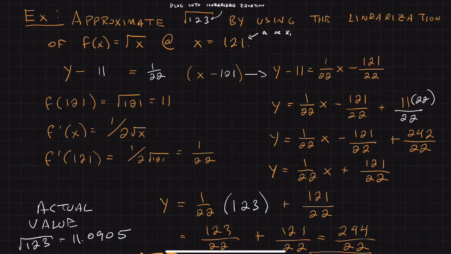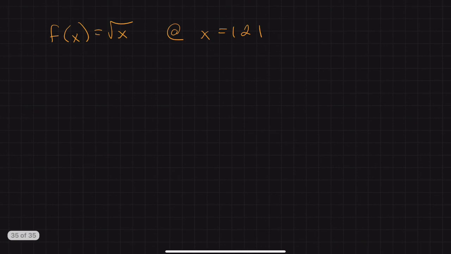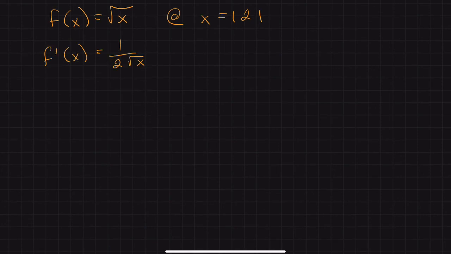Let's consider the example that we used before, where we approximated the square root of 123 by using the linearization of f of x equals the square root of x at x equals 121. We determined that this was an overestimate by comparing the actual value to the estimated value. The function we were given was f of x equals the square root of x, and we were using x equals 121 to do the linearization. We already found that f prime of x was equal to 1 over 2 root x. Since we now need to find f double prime of x, I'm going to go ahead and write this as a rational exponent.